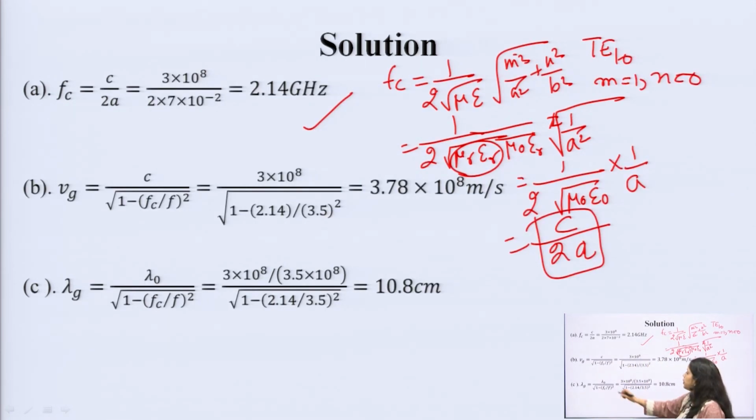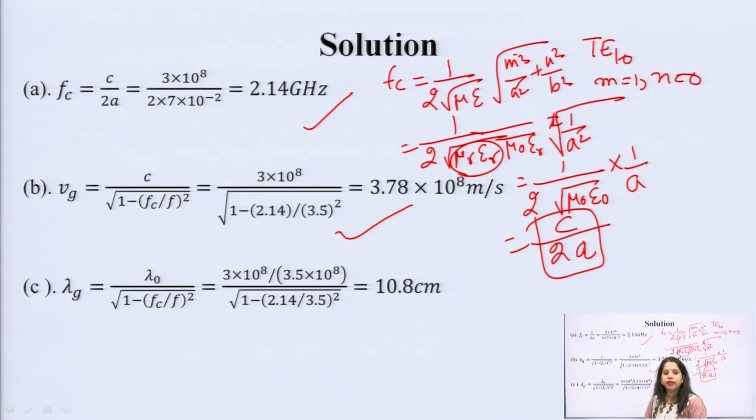So Vg is equal to c upon root of 1 minus (Fc by f) whole square. We are taking c because this is the air-filled waveguide, otherwise it will be equal to Vp, and it depends upon the value of the relative permittivity and the absolute permittivity of the dielectric medium used. Then substituting the values, we have this.